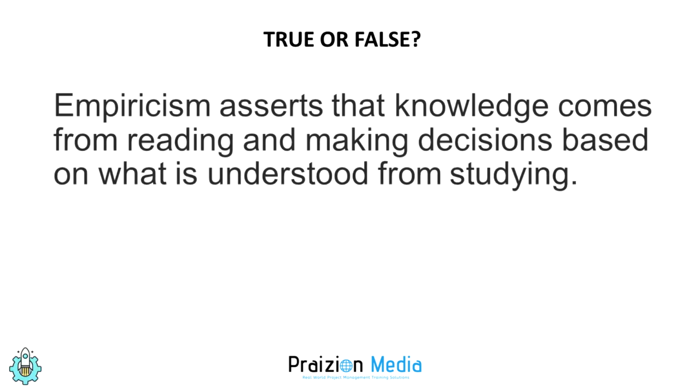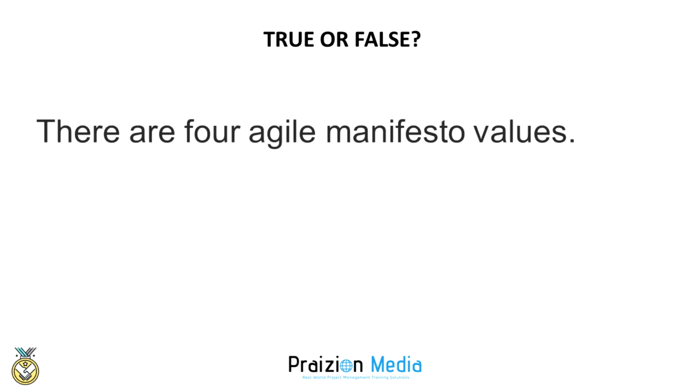Empiricism asserts that knowledge comes from reading and making decisions based on what is understood from studying. False. There are 4 Agile manifesto values. True.